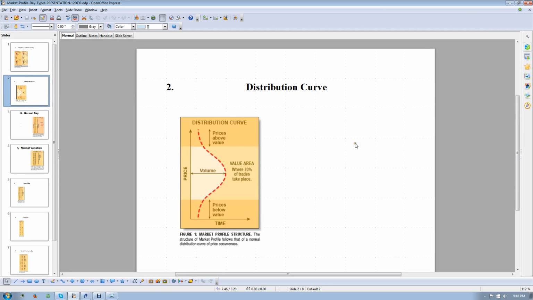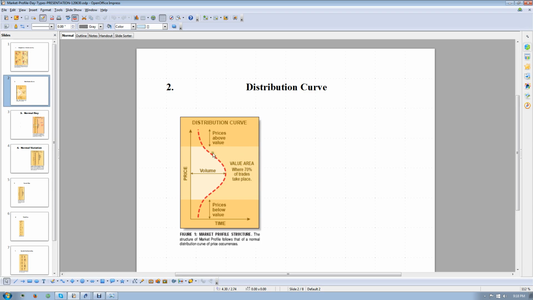And we learned in lecture 1 about the distribution curve, that it's just a Gaussian. The market profile is a Gaussian distribution placed on its side, on basically the y-axis. Okay, basically in your charts, the x-axis is the time axis at the bottom, and the y-axis is the price axis.